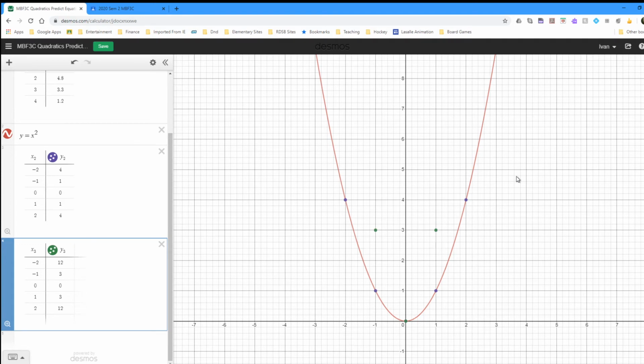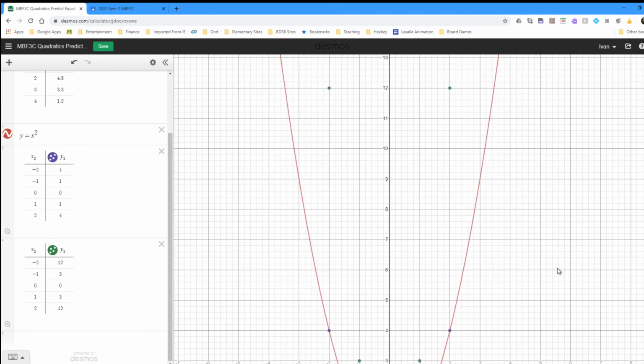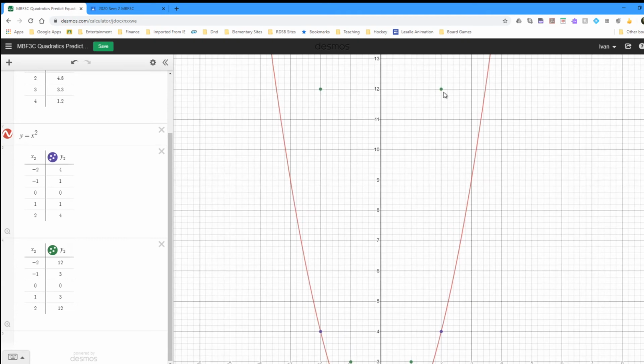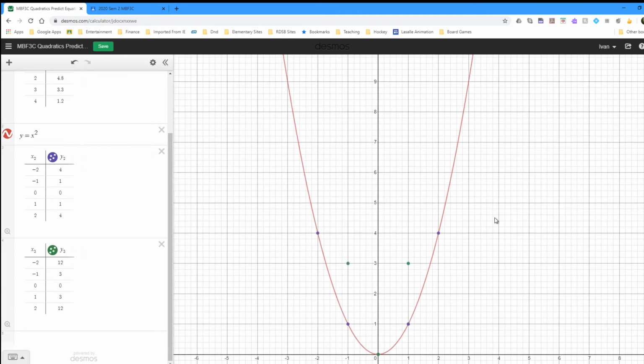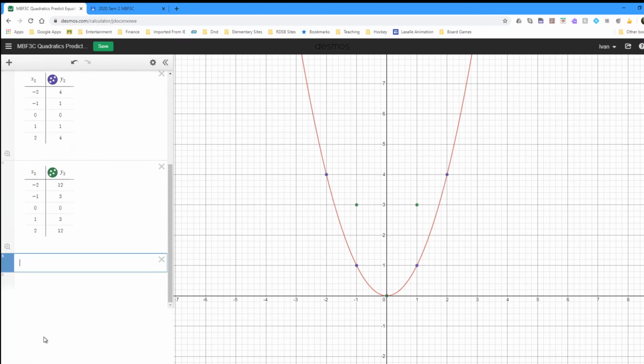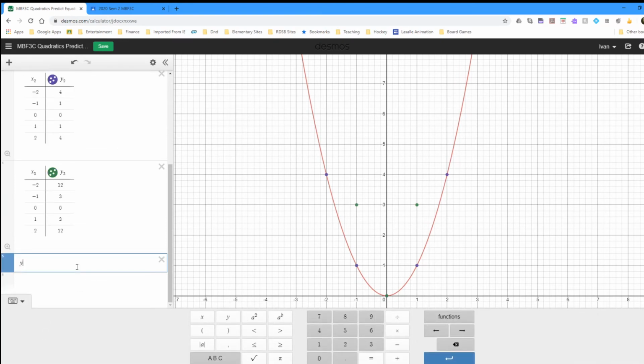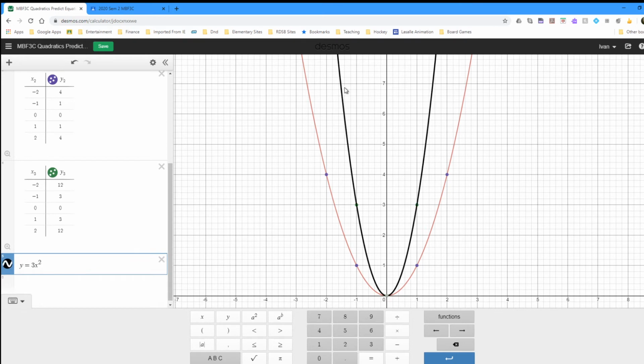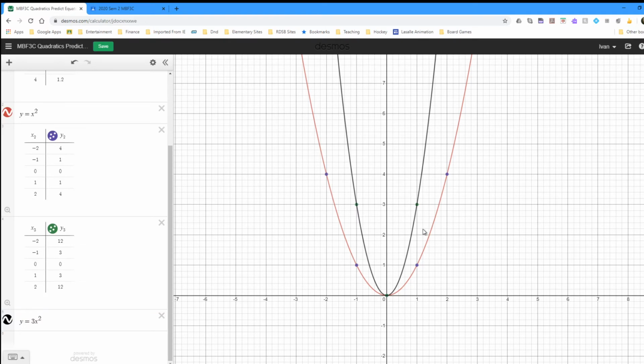Look at the green dots, and I'm about to draw the equation through there. Okay, look at the green dots. We call this a stretch because we took this height and stretched it to this one. We took this height, and we stretched it to this one. So that is a vertical stretch of the points. So let's look at what the equation of this graph would look like. y is equal to 3 times x to the power of 2. And the black graph is showing us that stretched parabola.